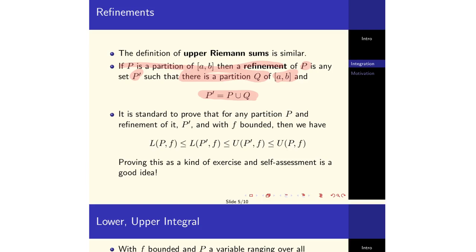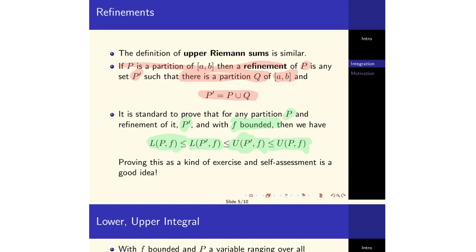Now, a standard thing to prove in the vicinity of these kinds of ideas is that if P is any partition, P prime is any refinement of P, and we assume that F is bounded on this interval so that all of this makes sense, then this chain of inequalities must always hold. So if we take the unrefined lower sum, then that is going to be less than or equal to the refined lower sum. That is always less than or equal to the upper sum, this time on the refined partition. And then the largest is the upper sum on the unrefined partition.